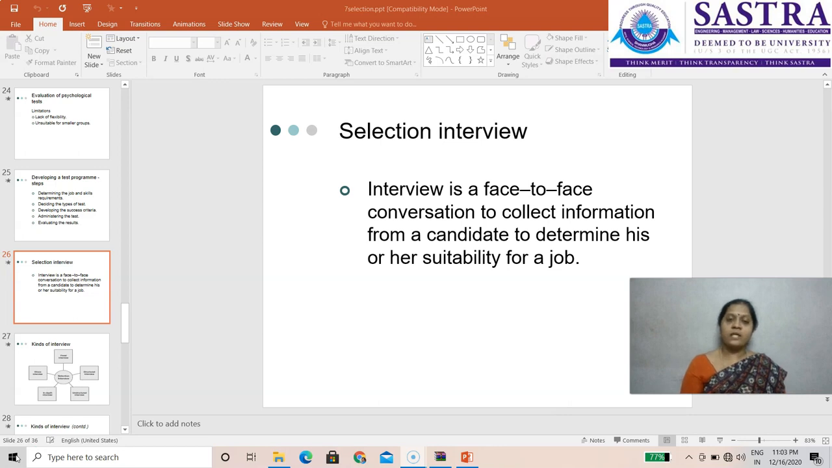So if we have more job vacancies, then the organization has to minimize the number of interviews. And if only a very small number of people is required, they may go for an in-depth interview about the candidate's competencies. So this is the selection interview process, a face-to-face conversation where we can get some more information about the candidate, apart from the details that they have furnished in the application blank.